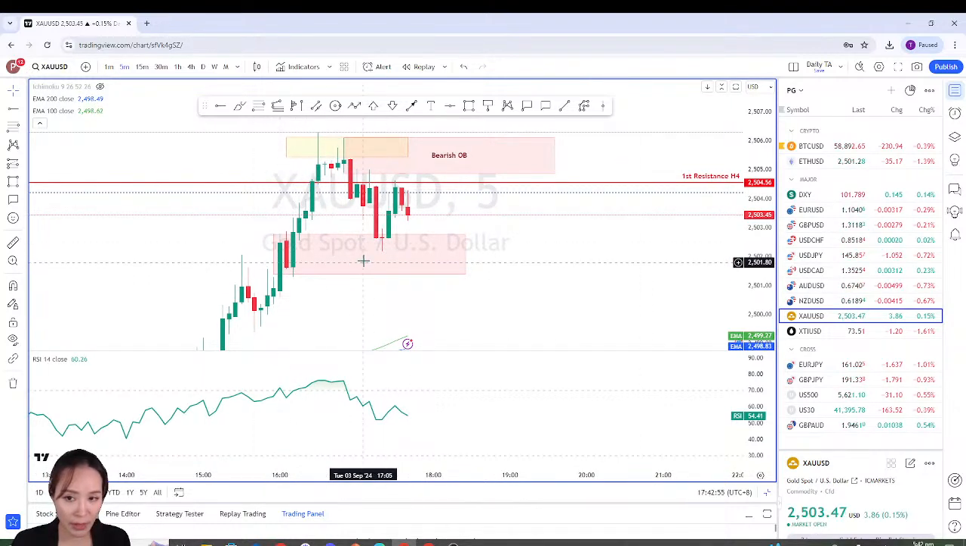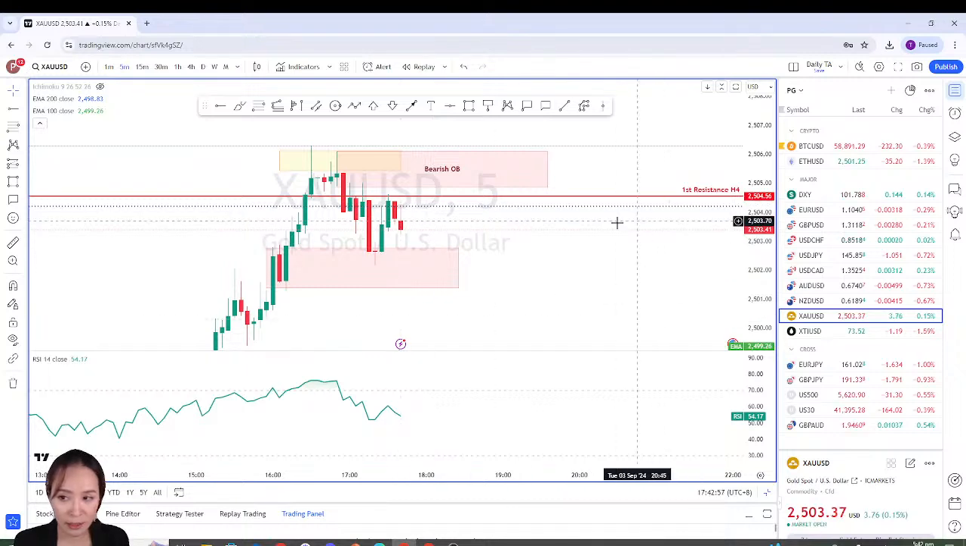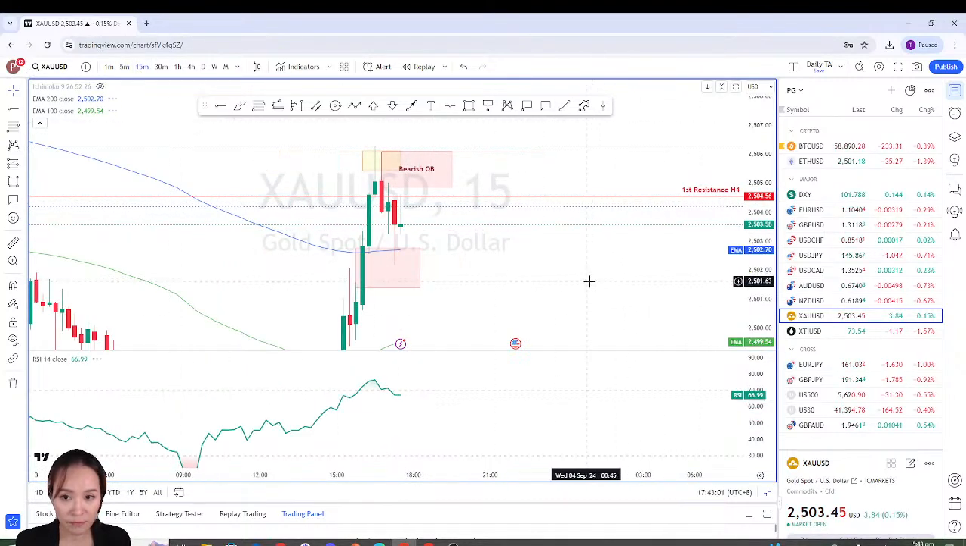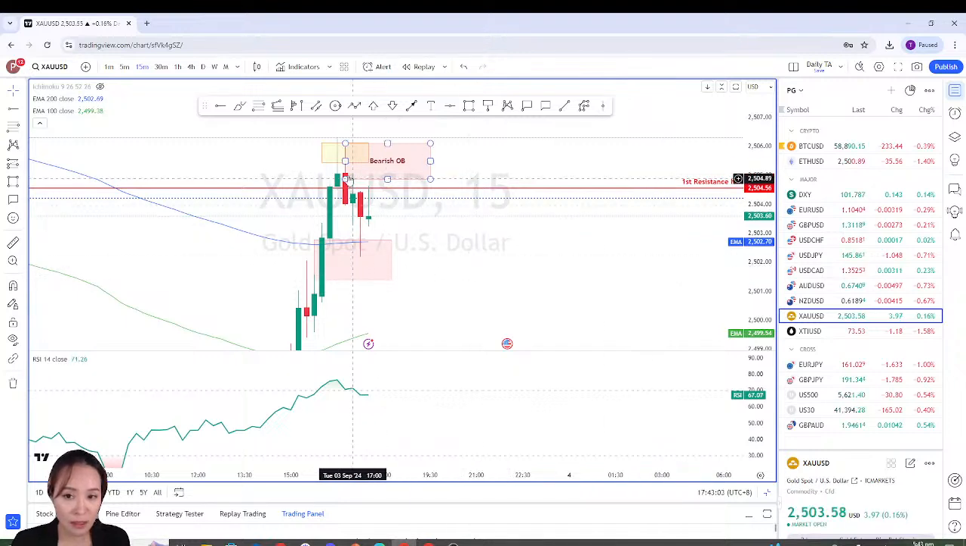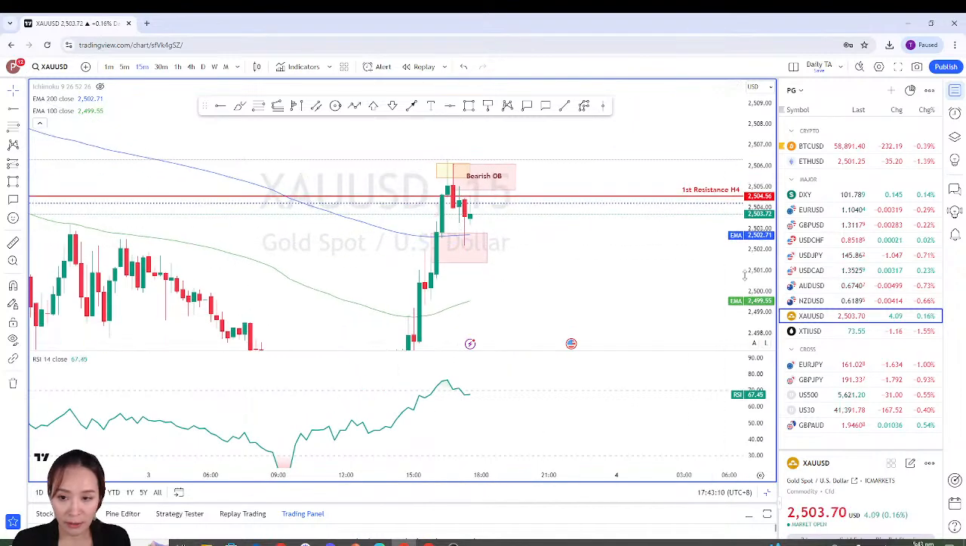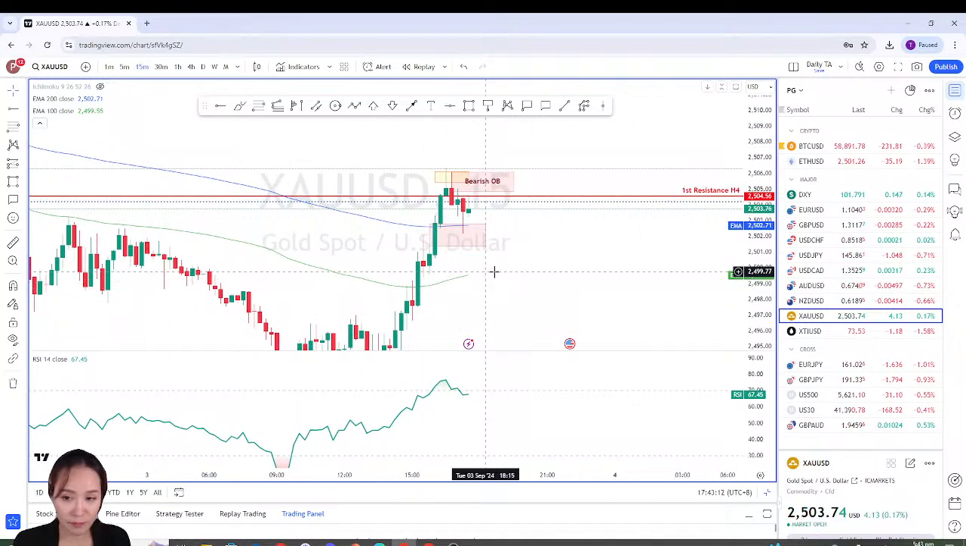Hidden base here, price bounced off, but again it cannot go above our resistance level. You go to M15, you can see that in M15 price also has rejection, bearish engulfing, so you can short from this level. And in M15 price stopped from here because this is acting as a support level.